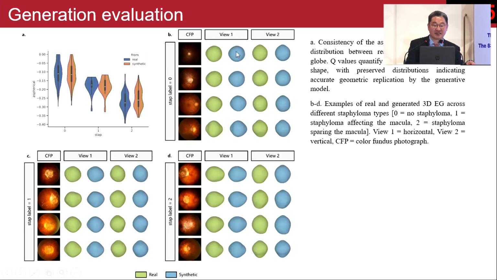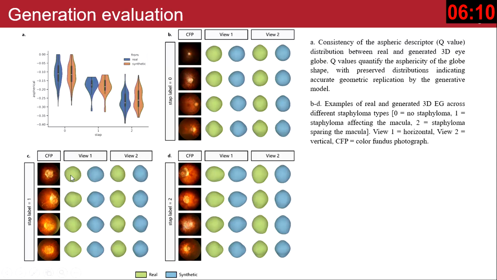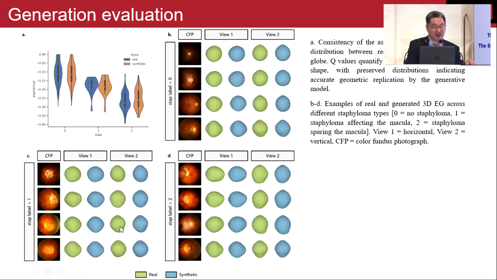This is ground truth, and this is the synthetic, generative one. You see they are very similar. Then there's also another category, with staphyloma affecting the macular region or posterior pole. Then we also observe from a different view, on the 3D image. You see they are very similar to each other, the real one and the synthetic one. And this is the more severe staphyloma group. Again, they're very similar.